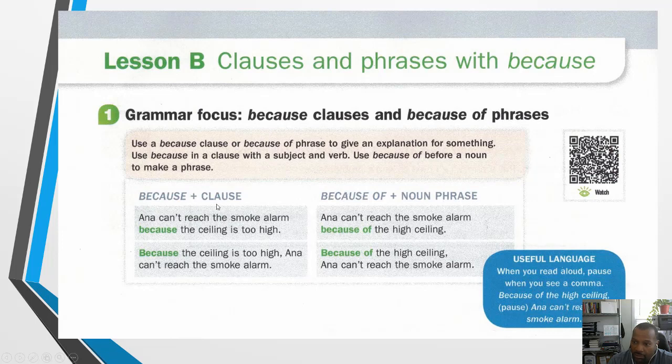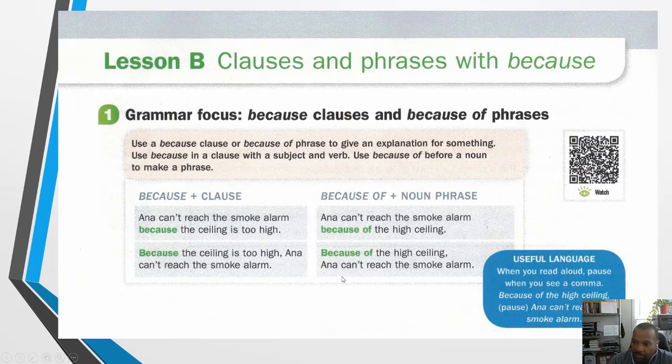Notice clauses, independent, dependent, right? The ceiling is too high. That's our clause. Okay. Phrases, one or two words, sometimes, I'm sorry, 2 or 3 words, sometimes 4, right? But they're very short. No subject-verb combination, right? So the high ceiling. That's our phrase. Okay.